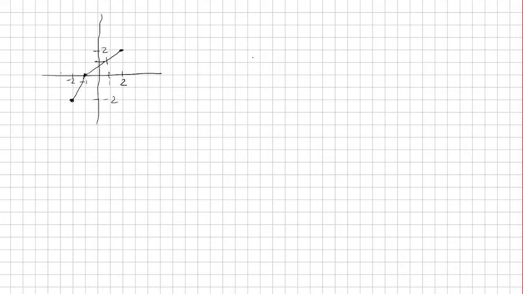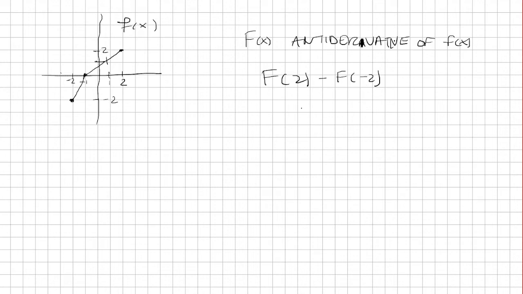And so this is the graph of lowercase f of x. Let capital F of x be the antiderivative of lowercase f. We want to find F of 2 minus F of -2. So this is just a fancy way of saying find the integral from -2 to 2 of lowercase f of x dx. So that just means find the area from -2 to 2.